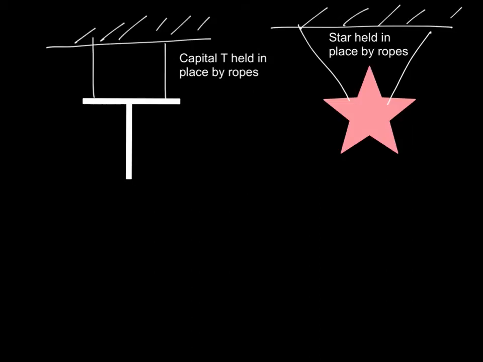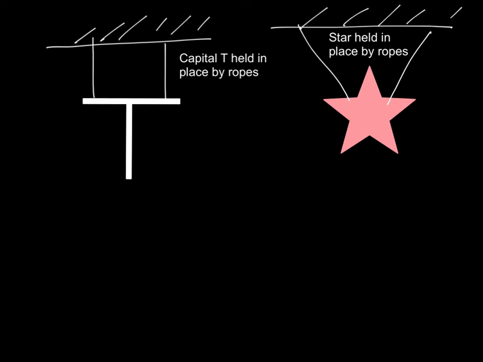Okay, here are two more things. Here's a capital T held in place by this rope and that rope, so you have tension, tension. And of course there's the gravitational force on the capital letter T. That's like a big sign, just a big T. And then here's like a Christmas star held in place by two ropes. And again, remember the ceiling is not in contact with either one.